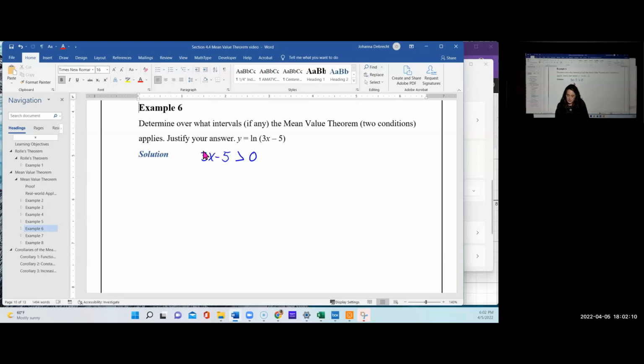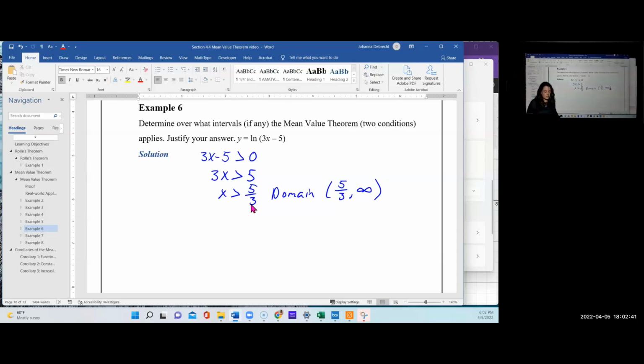So we take this and we solve for x, so we get 3x greater than 5, or x greater than 5/3, right? So we have this value right here. This is our domain of the original function, which is from 5/3 to infinity. If it's not defined, it can't have the mean value theorem apply. It can't be continuous or differentiable.